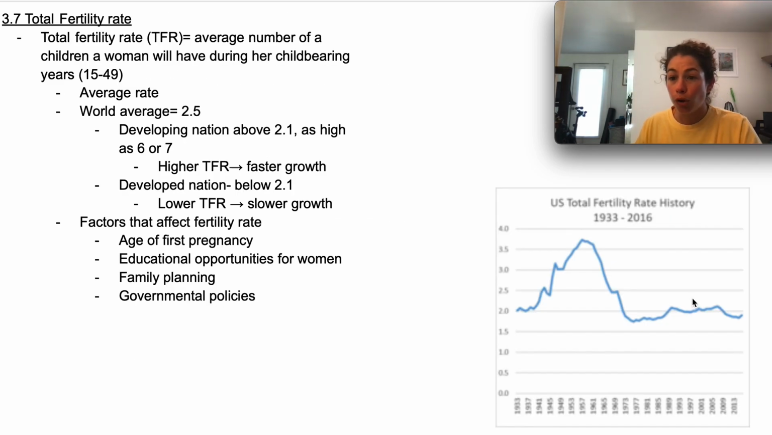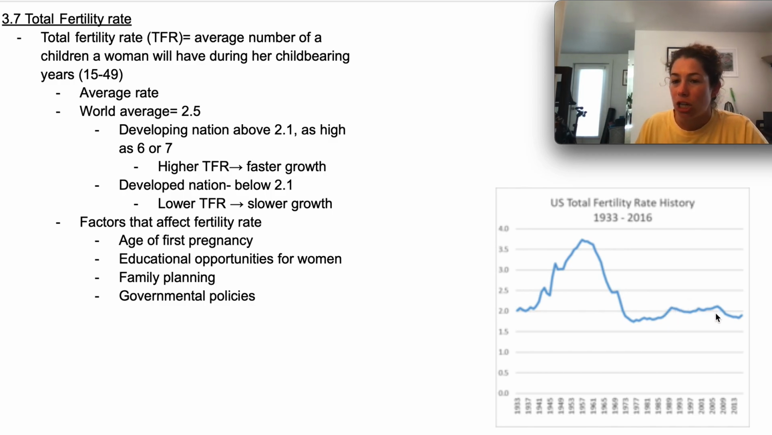We can look at total fertility rate, and we can look at it with those age structure pyramids as well. The total fertility rate is the average number of children a woman will have during her childbearing years, and this is overall an average rate. To the right, I show a graph of the U.S. fertility rate from 1933 to 2016.